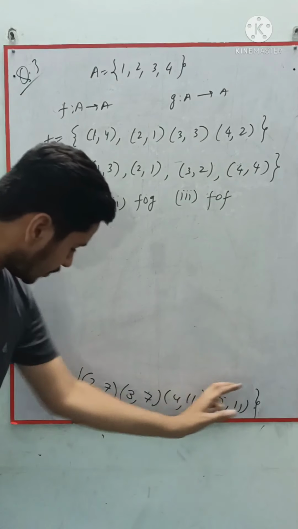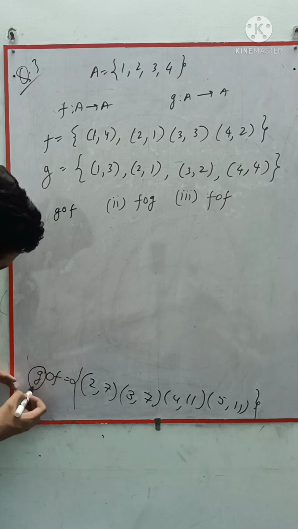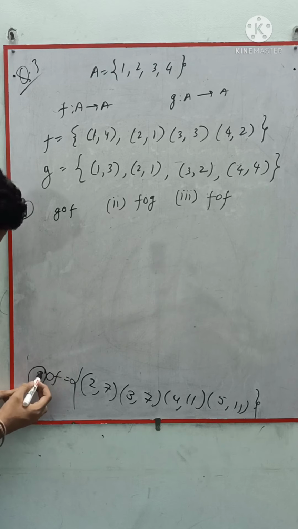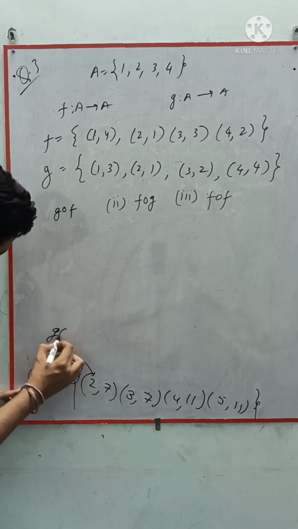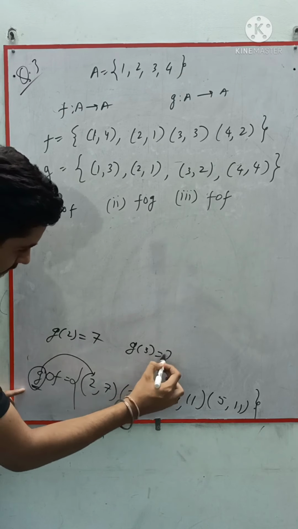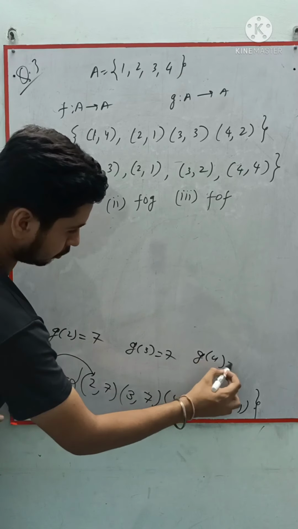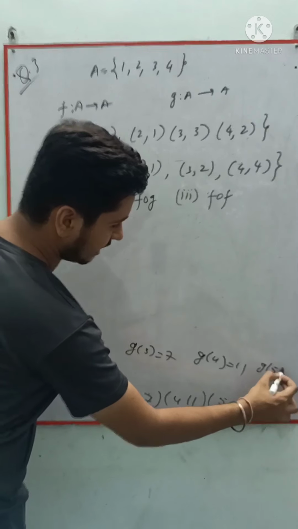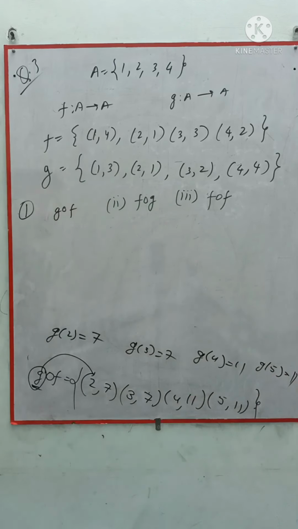Now what was this? Actually, the main function was G, and we were writing that G2 was coming equal to 7. Here G3 was coming 7. Here G4 was coming 11, and G5 was coming 11.